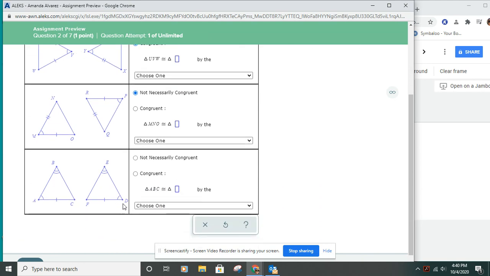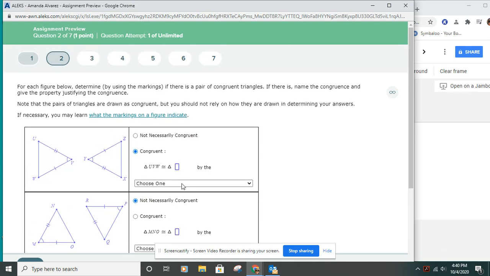So just go through and finish these. This one's angle, angle, side, angle, angle, side. Perfect. Just go through and do those. It's good practice.